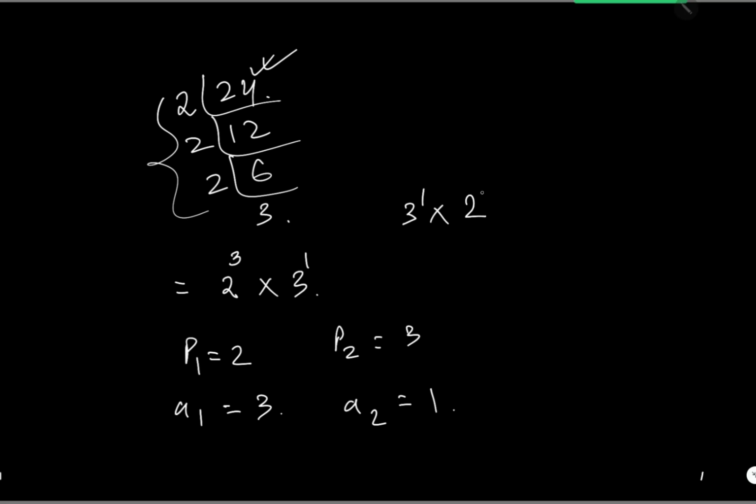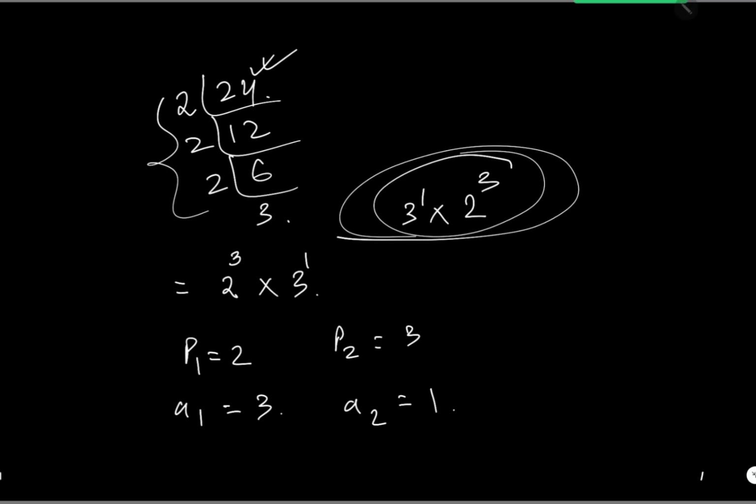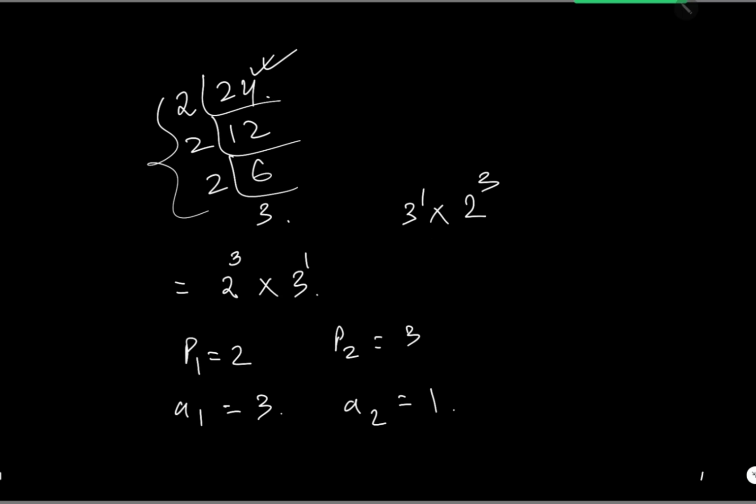That means for this composite number 24, I cannot write 3 to the power 1 into 2 cube. I cannot write like this. The proper definition of canonical decomposition says that I have to write the primes in ascending order. So that means 2 has to come first and it has to be followed by 3. And if there is any other bigger number, bigger prime to be exact, that will have to follow after this. That is the definition of canonical decomposition. I hope you're clear with that.